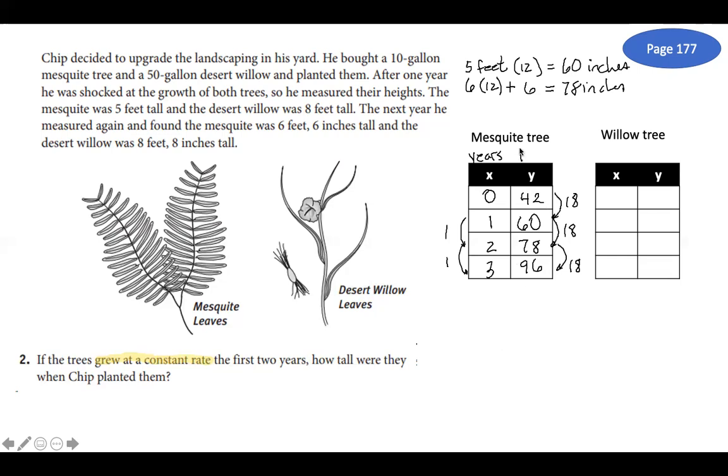So this is inches. Okay, do it for the willow tree, please. See if you can fill it in for the willow tree. All right, so same number of years.